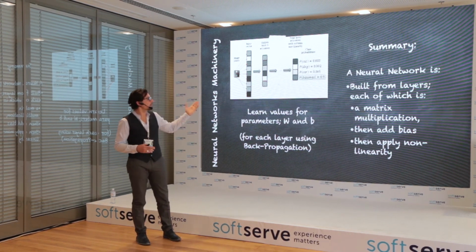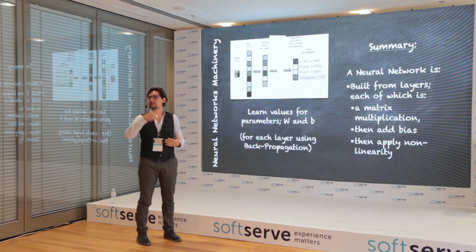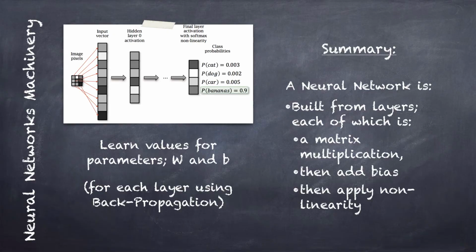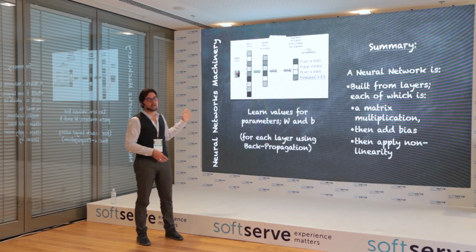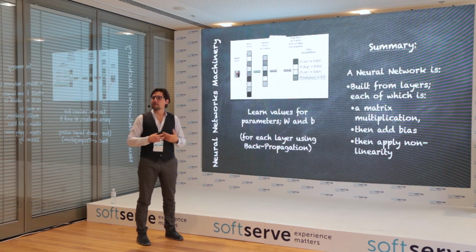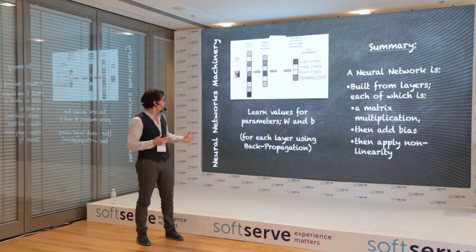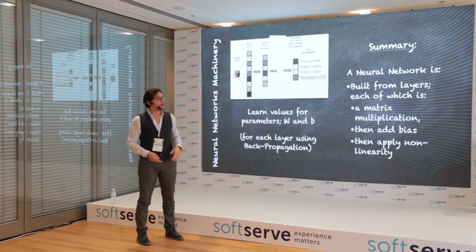So in summary, a neural network is built of layers. Layers are a matrix multiplication, then adding a bias, then some nonlinear transformation, and you repeat this computation layer by layer. What the learning actually involves is learning the values of W and B, so weights and bias. You have to do this for each layer, and you do that using a specific technique called backpropagation.